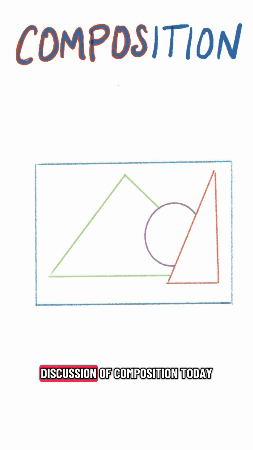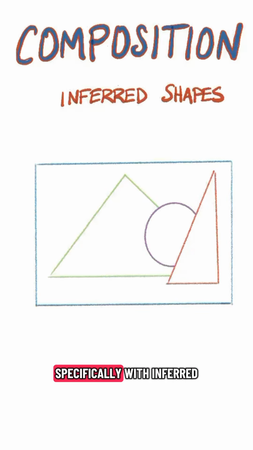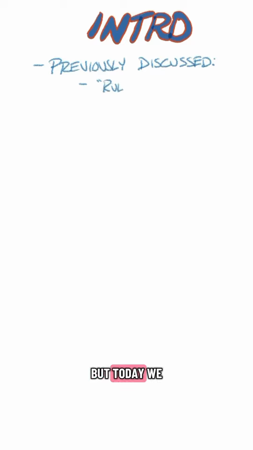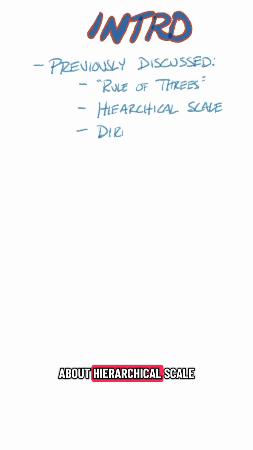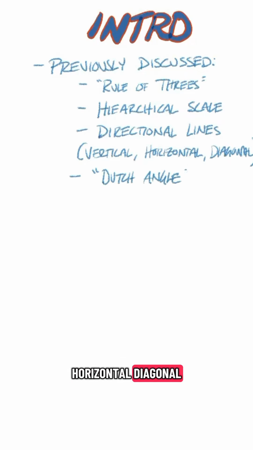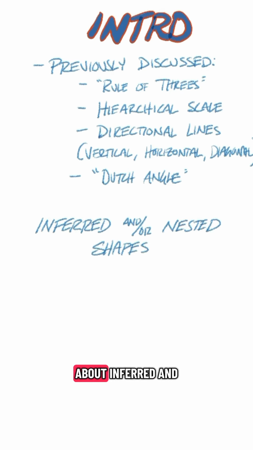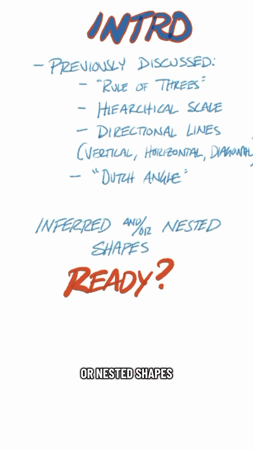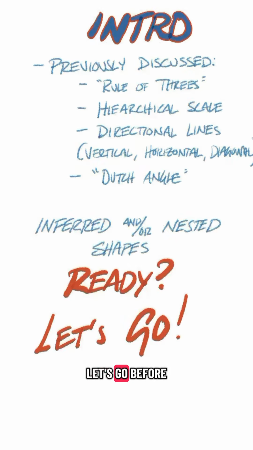We're continuing our discussion of composition today, specifically with inferred shapes. As I mentioned in the first video, composition is a very broad topic with lots to talk about, but to date we have talked about the rule of threes. We have talked about hierarchical scale and directional lines: vertical, horizontal, diagonal. We've also talked about the Dutch angle, but today we are going to talk about inferred and/or nested shapes. Are you ready? All right, let's go.